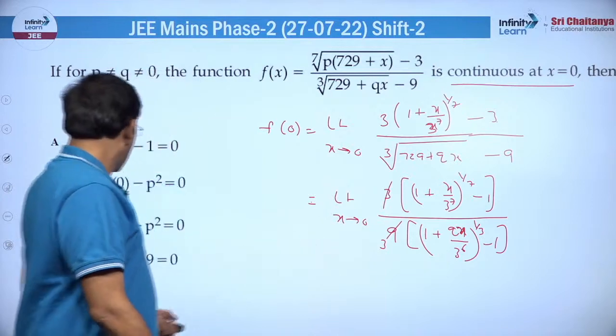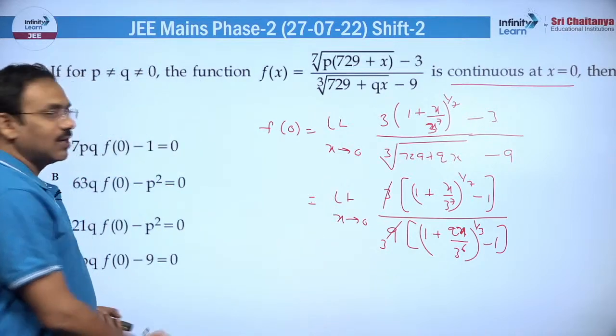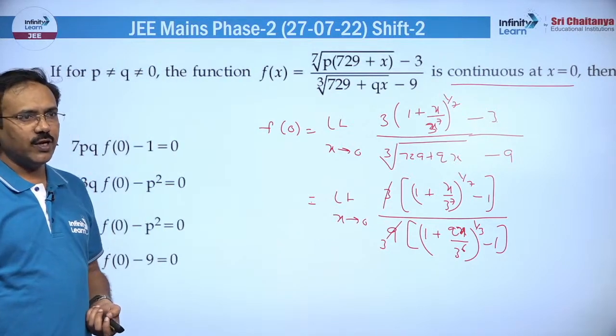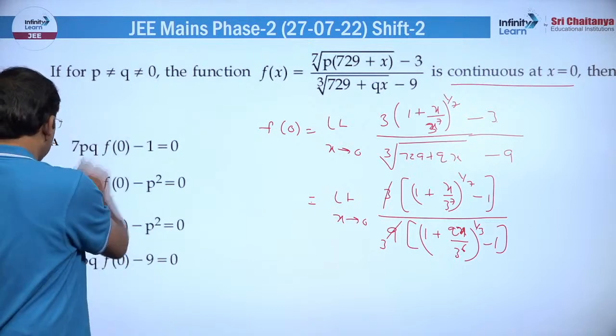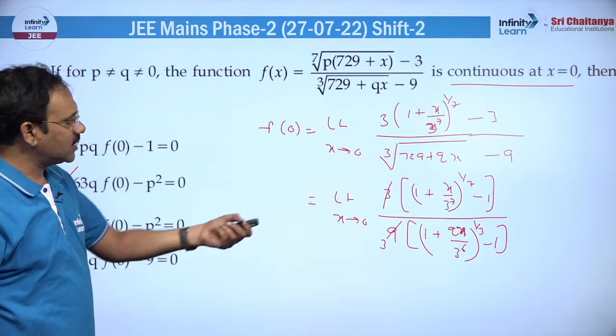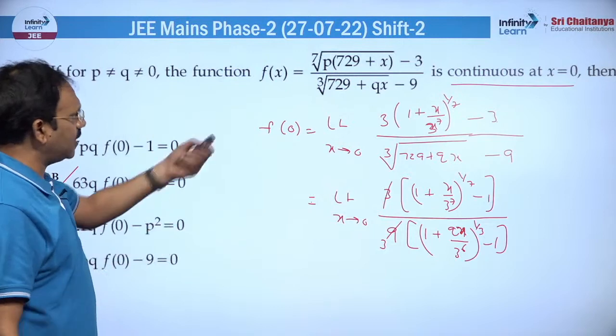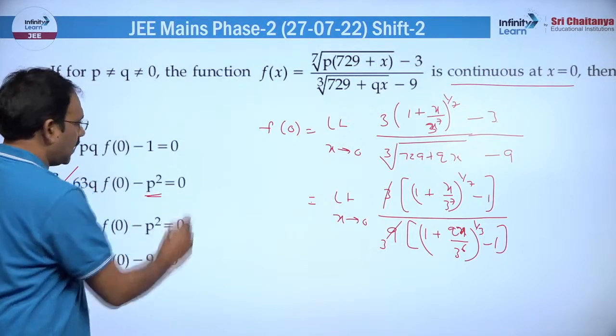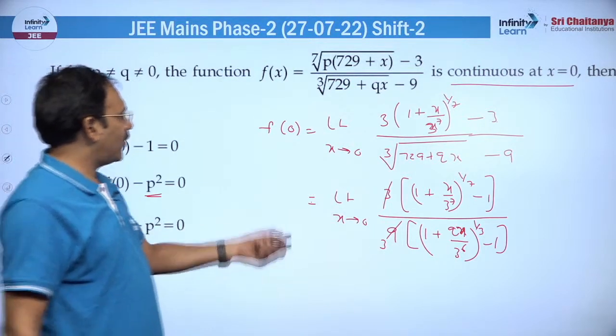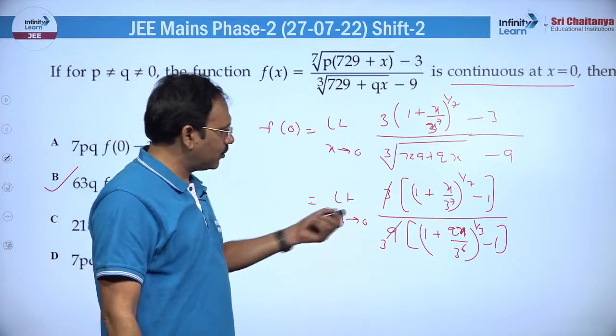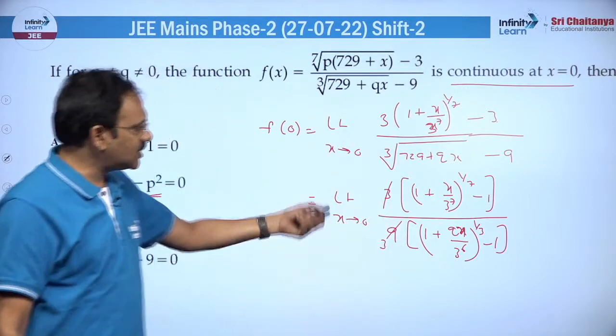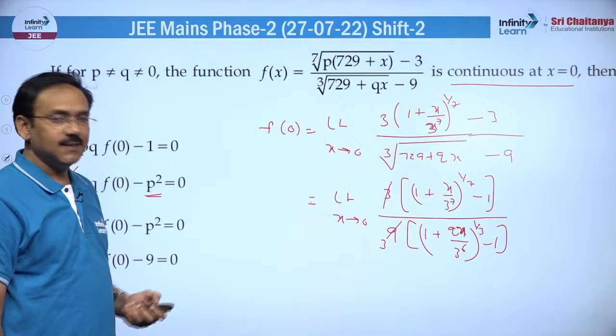Now you can just apply L'Hospital's rule and put x is equal to 0, and f of 0 is given. If you apply, you are going to get the condition here, my dear friends. It is going to be 63q into f of 0 minus p square. You already know p is 3, this is 9. The q value you cannot find because f of 0 is also not known, you will get a relation from this. Just apply L'Hospital's rule from here, right.